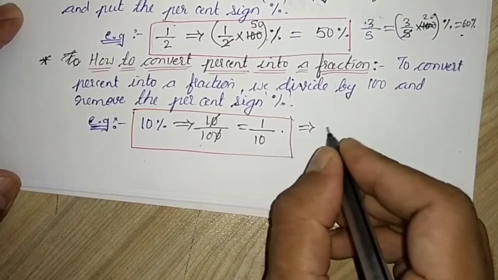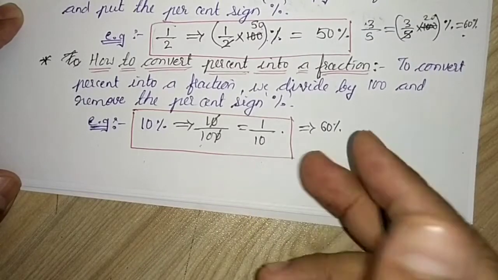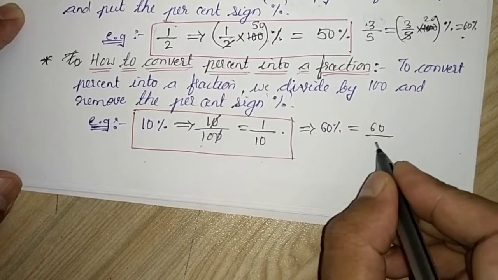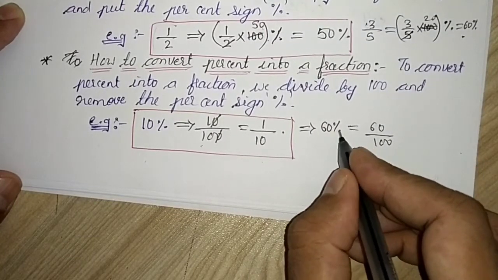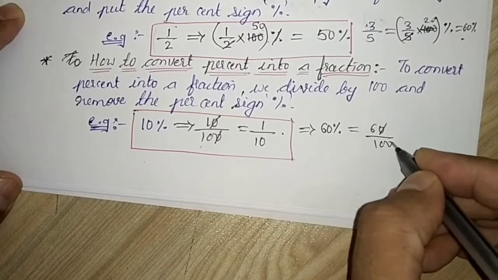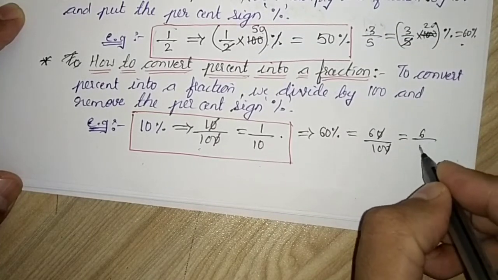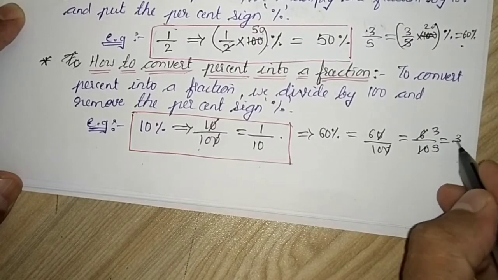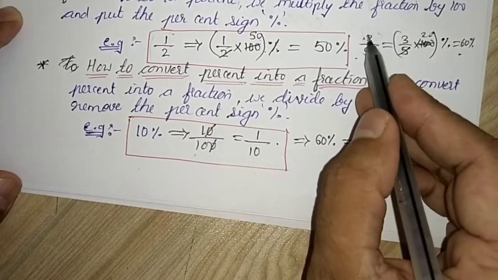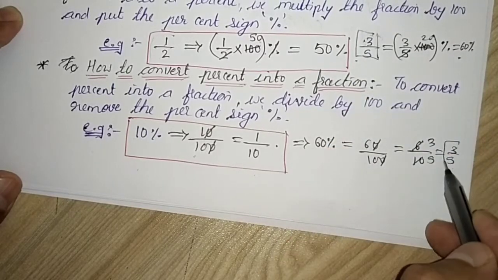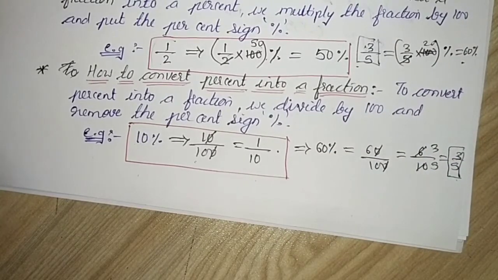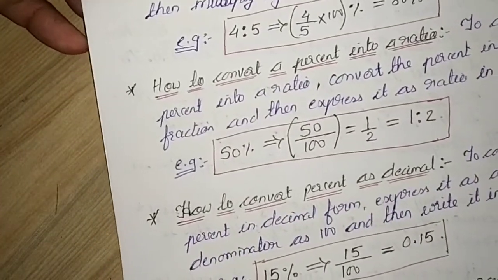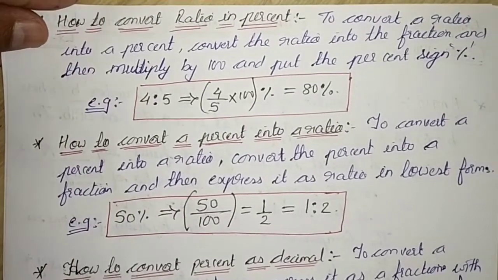We want to convert 60% into the fraction form. What will we do? We will keep 60 as it is, divide by 100 and remove the percentage sign. The zeros will cancel out. So we will get 6 by 10, 2 threes are 6 and 2 fives are 10. So we will get 3 by 5. This was our fraction. Very easy, right? Let us take some more such conversion problems.